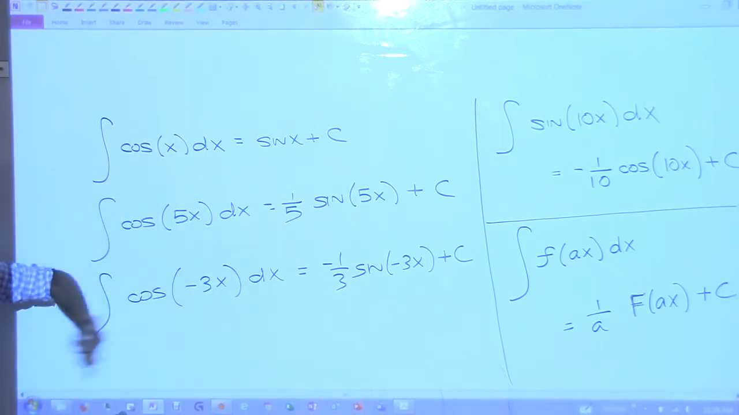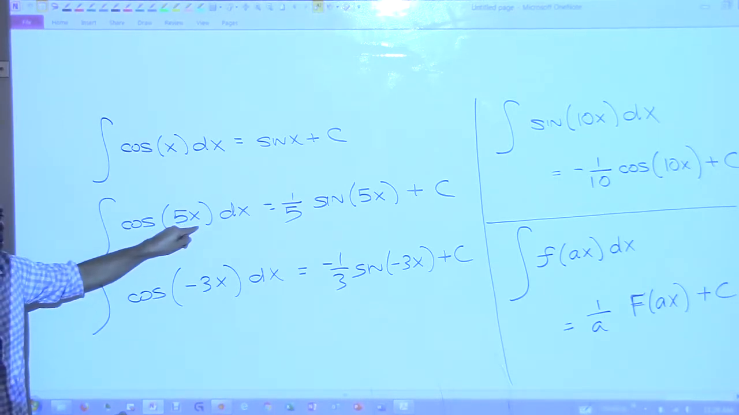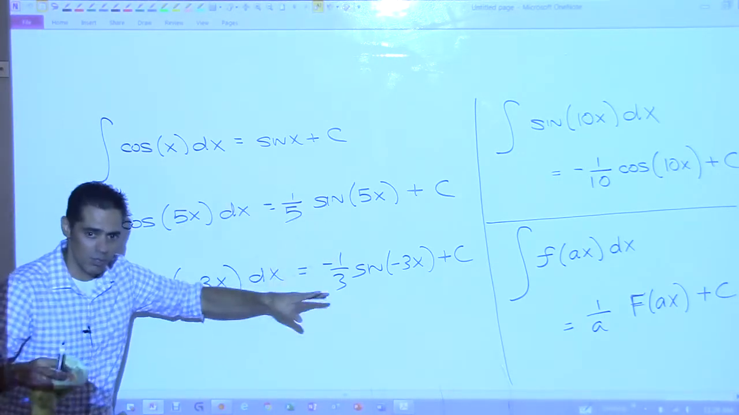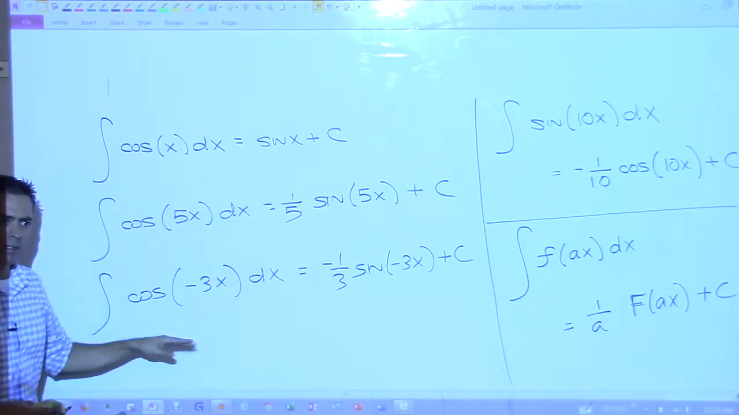So these scalars inside these things, they're going to pop up throughout the rest of the semester. And we cannot be doing substitution. Like, you can't be saying, oh, I'm going to let u be 5x, and then going through and doing substitution. No, this needs to become automatic. At some point, let me give you one more.